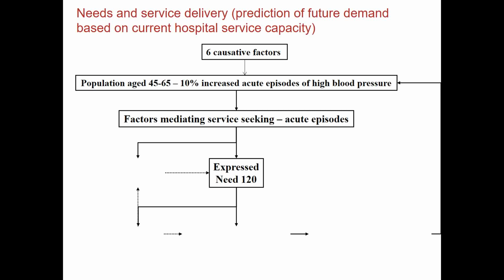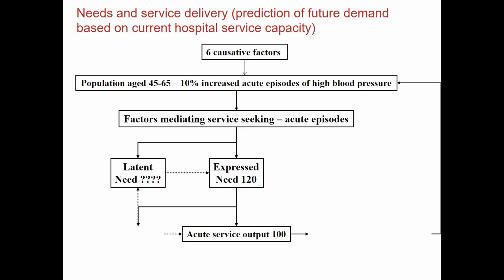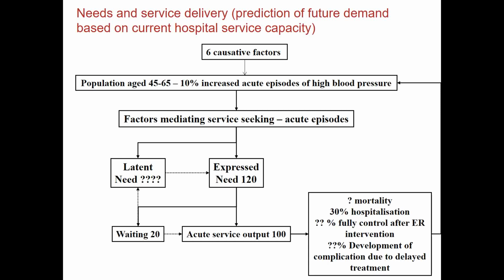Say if the expressed need becomes 120 rather than 100, and we're not sure about the latent needs at the moment because there's an increased trend, and the full capacity of the ER to deal with patients is 100, that creates 20 out of 120 waiting. So what is the outcome? If acute episodes are not treated immediately, that will have adverse consequences. So the outcome could be the possibility of mortality.